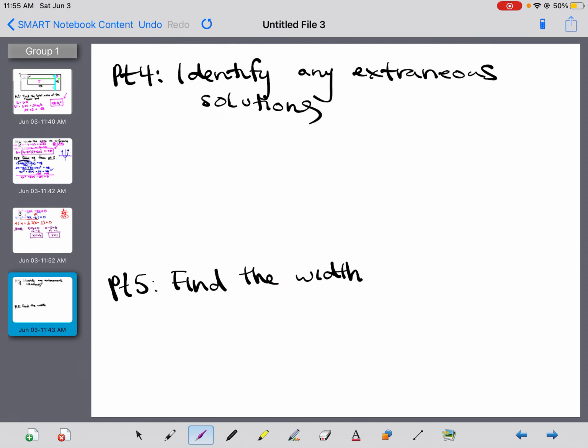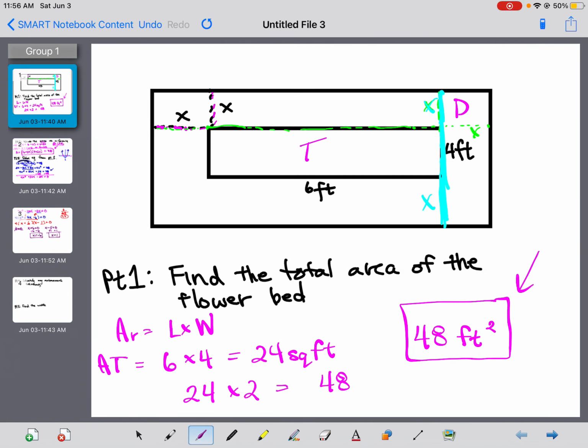Part 4 is asking us to identify any extraneous solutions. Our extraneous solutions, very simply, are answers that don't make sense to this problem, okay? Let's look at this problem. So we know we got x is negative 6 and x is 1 as our two answers. This is what x is representing. It's representing this length right here.